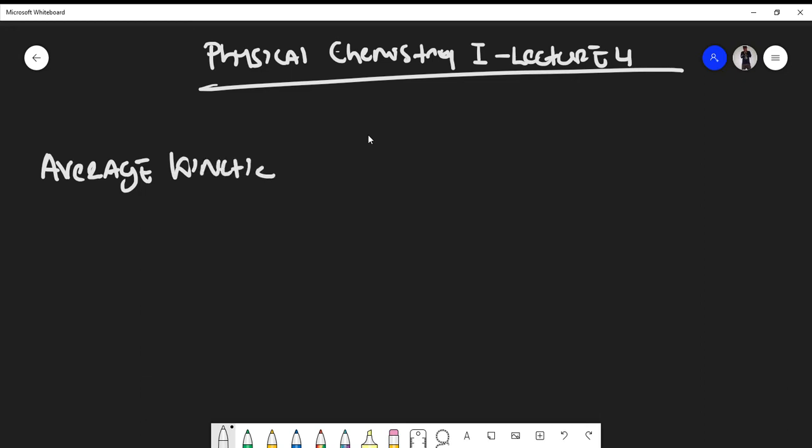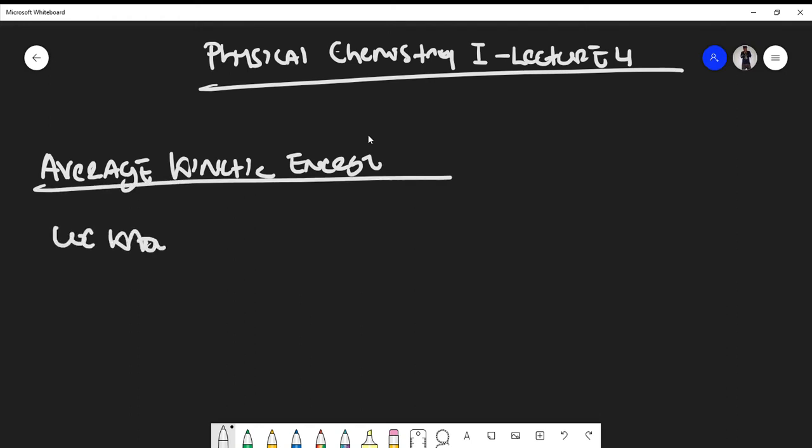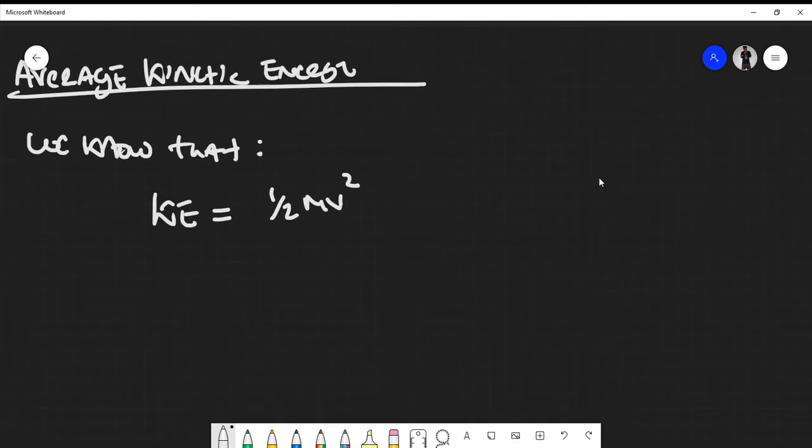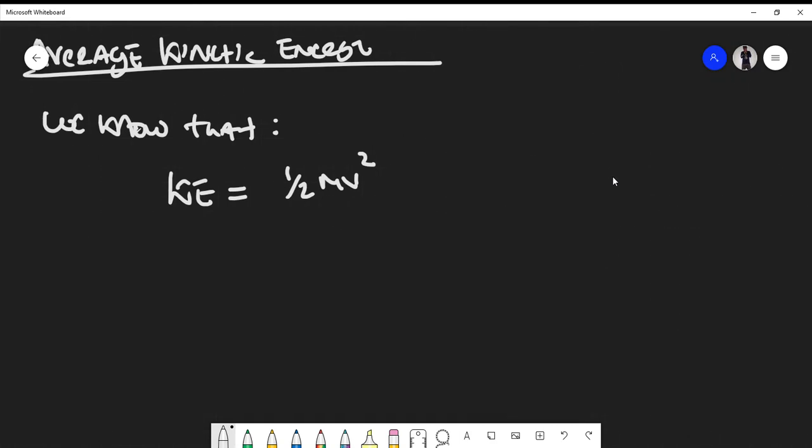Right. So now we're going to talk about the average kinetic energy of a particle. So we know, and this is taking you back to physics, that our kinetic energy KE is equal to 1/2 mass times velocity squared. Again, this is the kinetic energy of a single molecule with speed v.